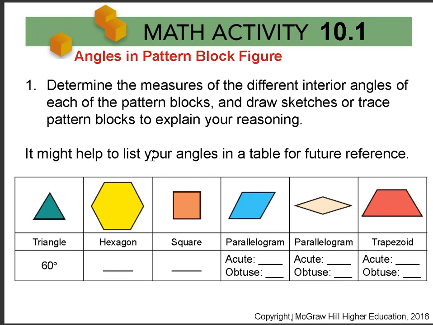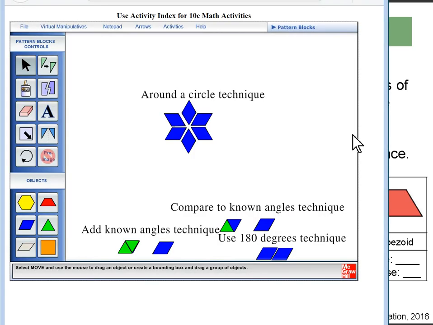You'll need this later. So we know the triangle is 60 degrees. And the hexagon has one congruent angle throughout. Same for the square. The parallelograms and the trapezoid have both acute and obtuse angles that you'll want to list separately. And of course you'll want to draw sketches or trace pattern blocks and help explain your reasoning. Let me give you a few hints on how you might do this.